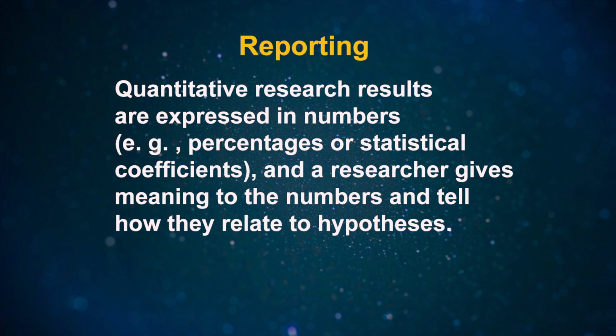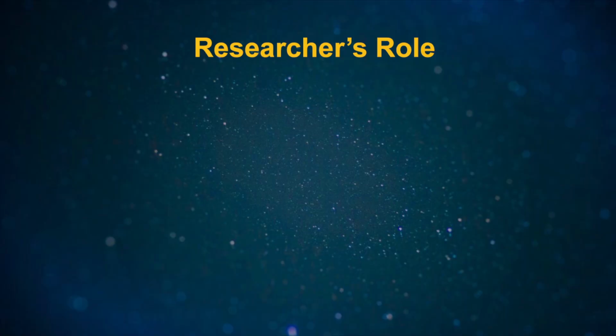Quantitative research results are expressed in numbers, for example, percentages or statistical coefficients, and a researcher gives meaning to the numbers and tells how they relate to the hypothesis. Research reports include tables and charts with numbers. Reports include description of particular events, in the form of words, quotes, etc. Researcher's role. Although both methods share basic presumptions of social research, the two methods differ significantly.